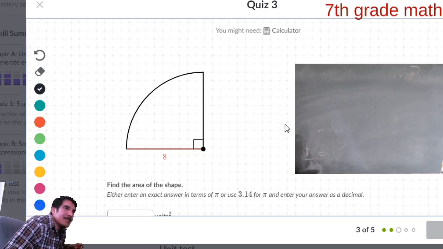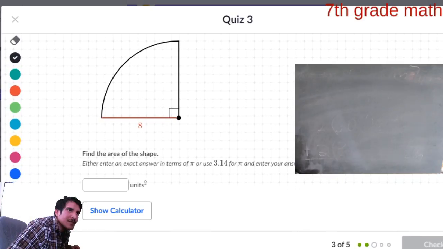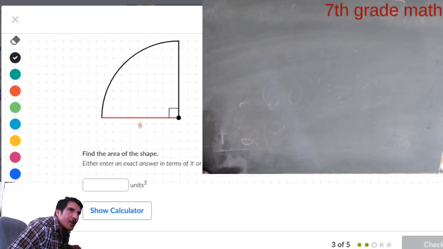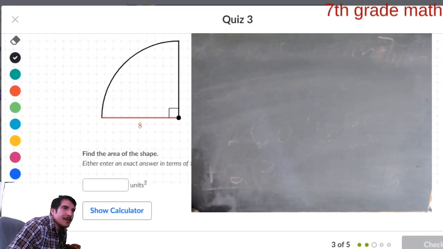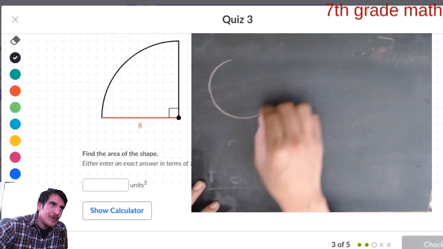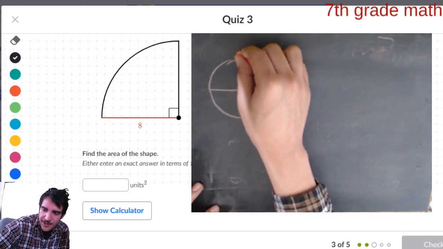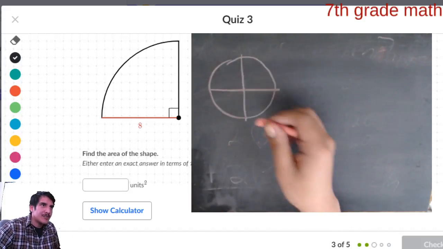Find the area of this shape. Oh, I love this. So I'm actually going to use the blackboard for this one because I prefer the blackboard. So we have a quarter circle up in here. So let's draw the full circle first. Let's draw the full circle, and then we can draw the quarter circle here.